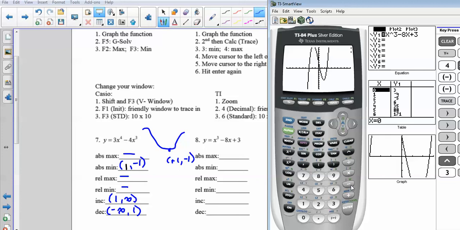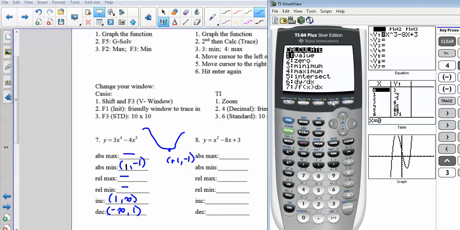And now you can see most of the graph. I can see that I'm going to have a maximum value here and a minimum value here, so I need to find both of those. So first I'll find the maximum. Second, trace. Maximum is choice 4. I need to go to the left of the maximum, so I'm moving my cursor with the left arrow to the left of the maximum.